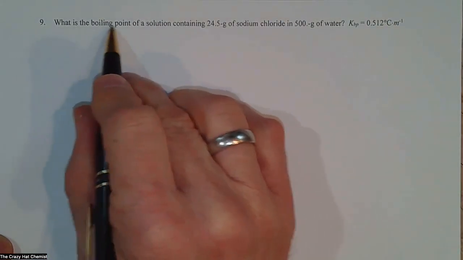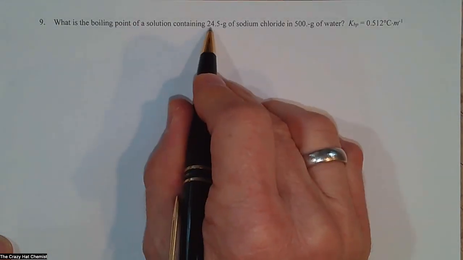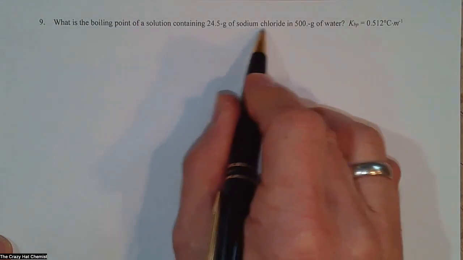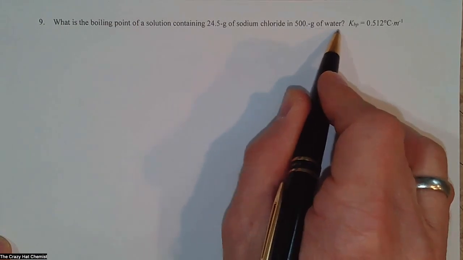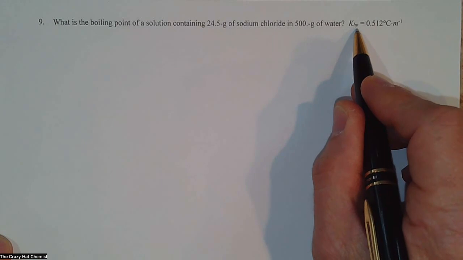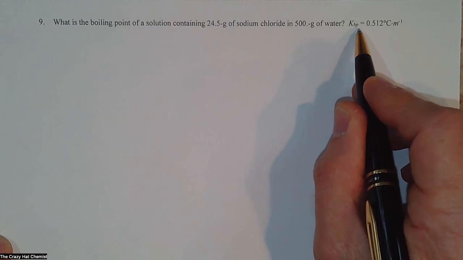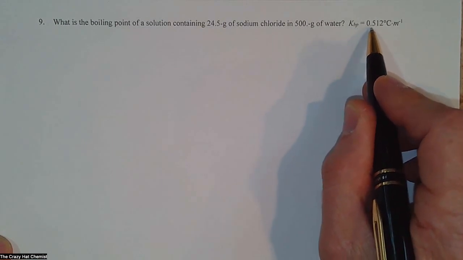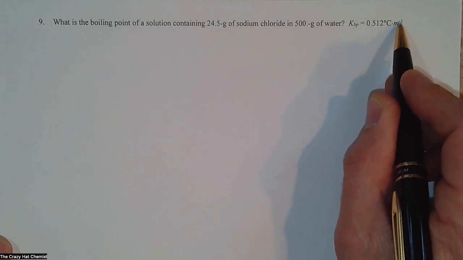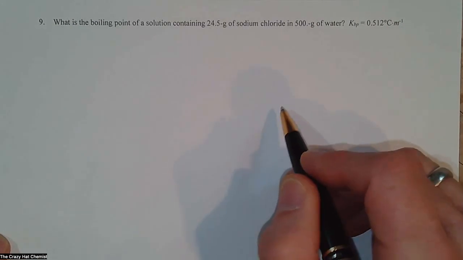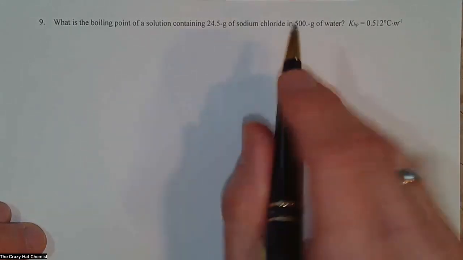It says, what is the boiling point of a solution containing 24.5 grams of sodium chloride in 500 point, there's a decimal there, grams of water? The constant for the boiling point of water, which is the solvent, is 0.512 degrees Celsius, and then molality with a -1. So first of all, we're going to go over a few things here.